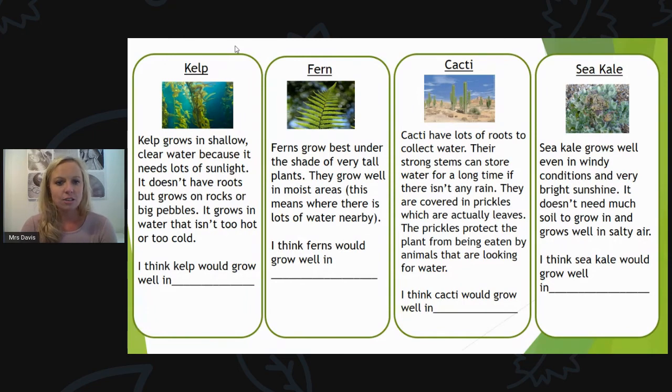Fern grows best under the shade of a very tall plant. They grow well in moist areas. This means where there is lots of water nearby.